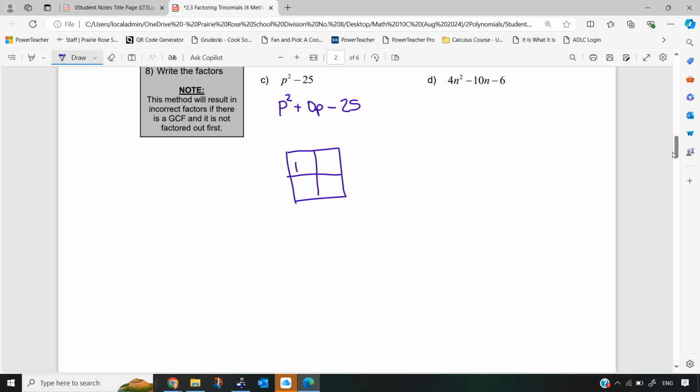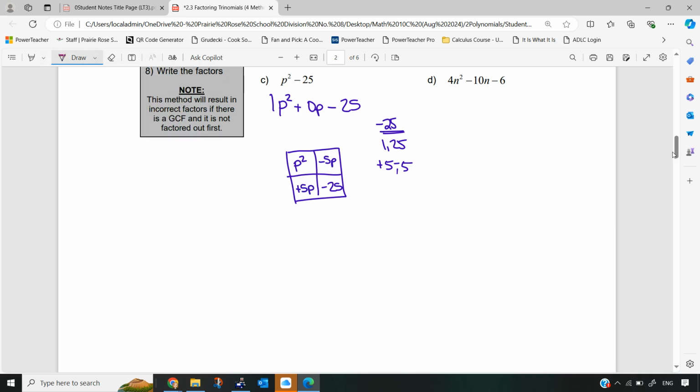My first term goes in the top left, my last term goes in the bottom right, and then I want to find two numbers that have a product of negative 25 and a sum or difference of 0. So that's going to be 1 and 25 or 5 and 5. Well, if I want a sum or difference of 0, that means I need the same numbers but opposite signs. So that's going to be a positive 5 and negative 5. So negative 5p and positive 5p.